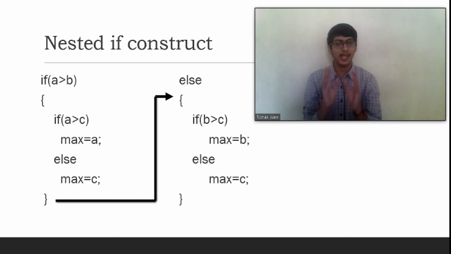So this was the example program using the nested if construct. Here we complete decision making using if, nested if, else if, and if and else if.